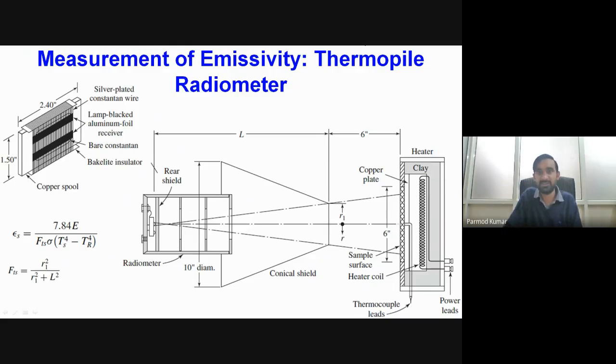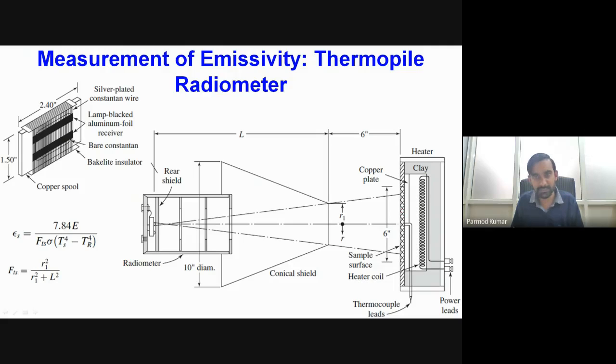For measurement of the emissivity, we may use a thermopile radiometer. In case of a thermopile radiometer, what will be happening? Once again, we will have a heat source, and whatever sample for which we want to measure the emissivity, that sample we will place close to our heat source. Over here you can see this is our sample, here we have a heater, and here we have a copper plate which provides the heat from the heater to this sample.